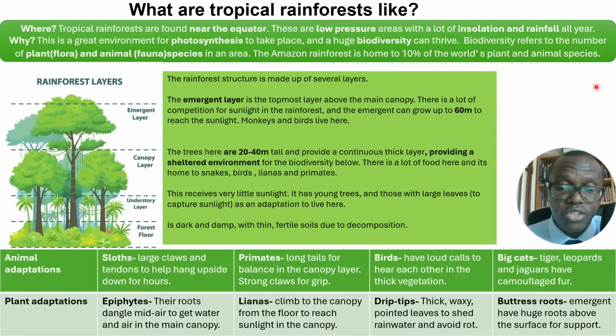Then we have buttress roots. Now these are the most common, and these are the roots of the emergent trees. We said that the emergent trees are the ones that are really, really tall. They grow up to 60 meters, and they need these massive buttress roots, sometimes above the surface. They are not necessarily just below the ground, but above the ground as well. They need these roots for support, and also to be able to pick up the nutrients from the surface of the soil. Okay.